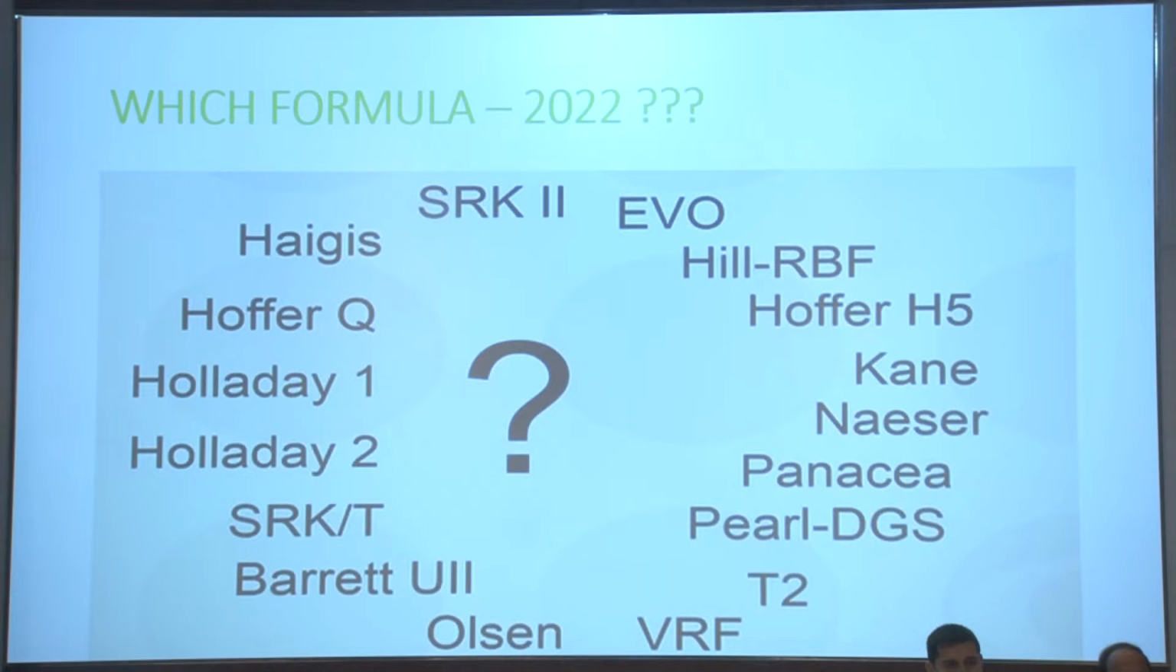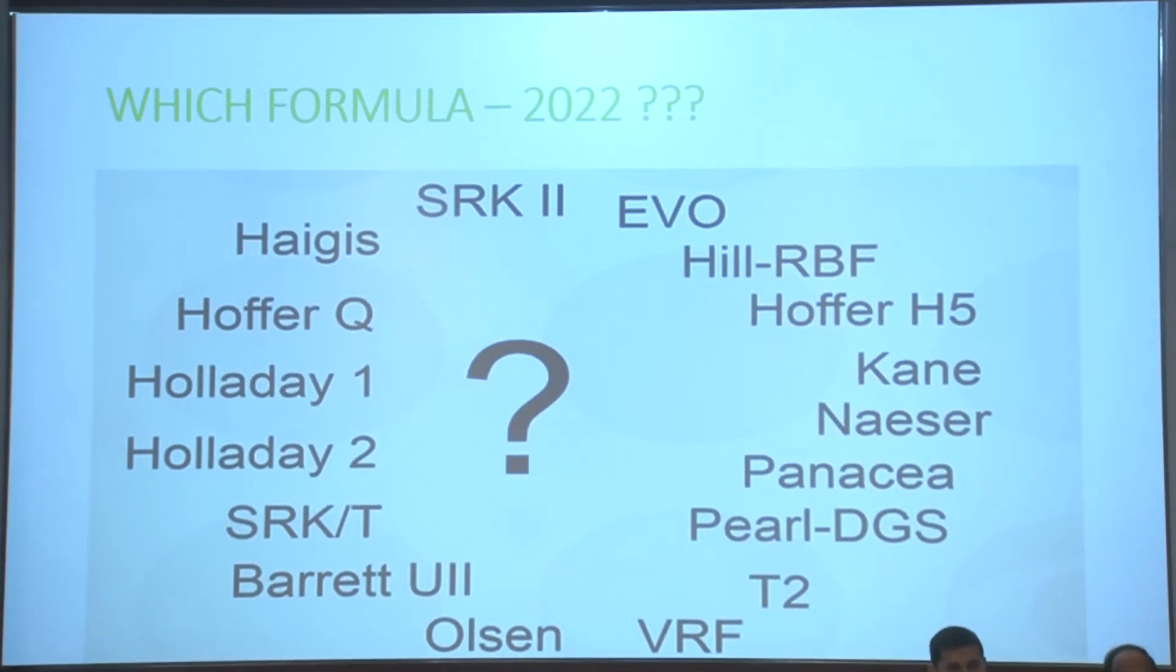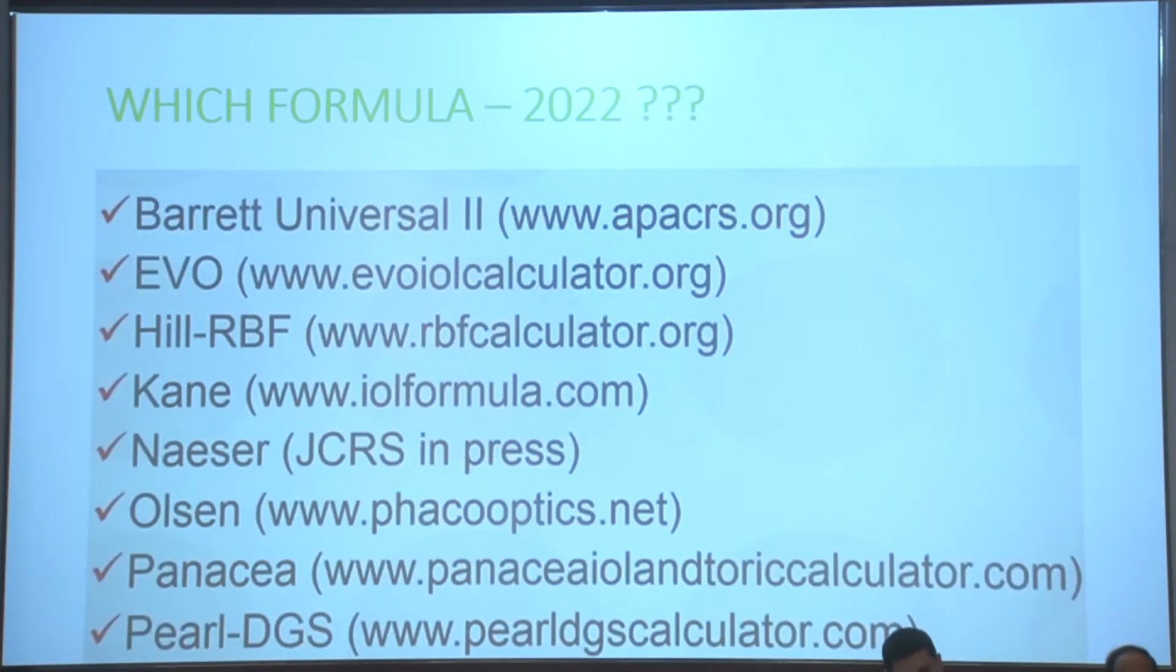So in 2022, we have so many formulas. From the left side, there were our old third generation formulas. Then in 2015 to 2017, we have Barrett 2 Universal and Olsen. But now we have plenty of formulas available. At present, the majority of these formulas are available online without any charge. So we have accessibility to all of them.